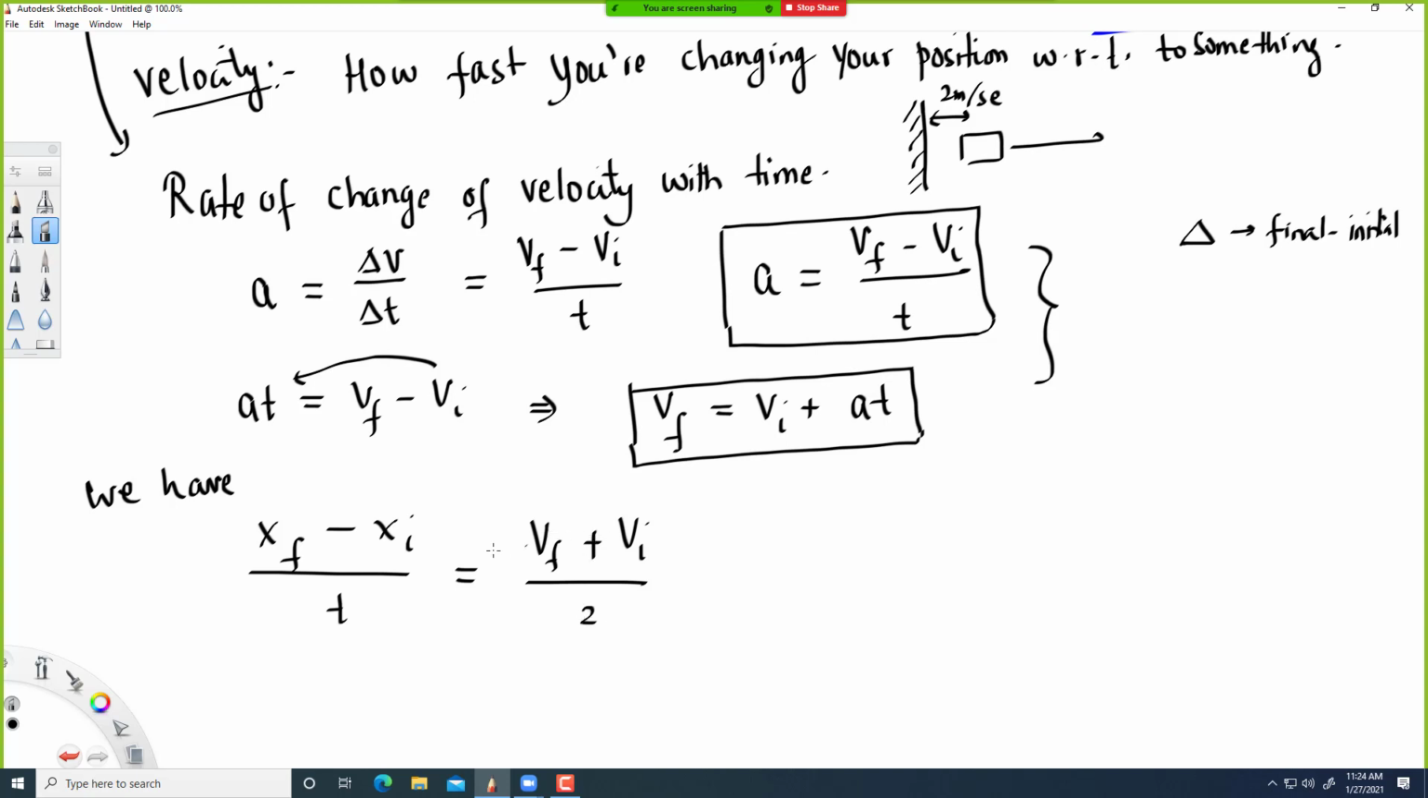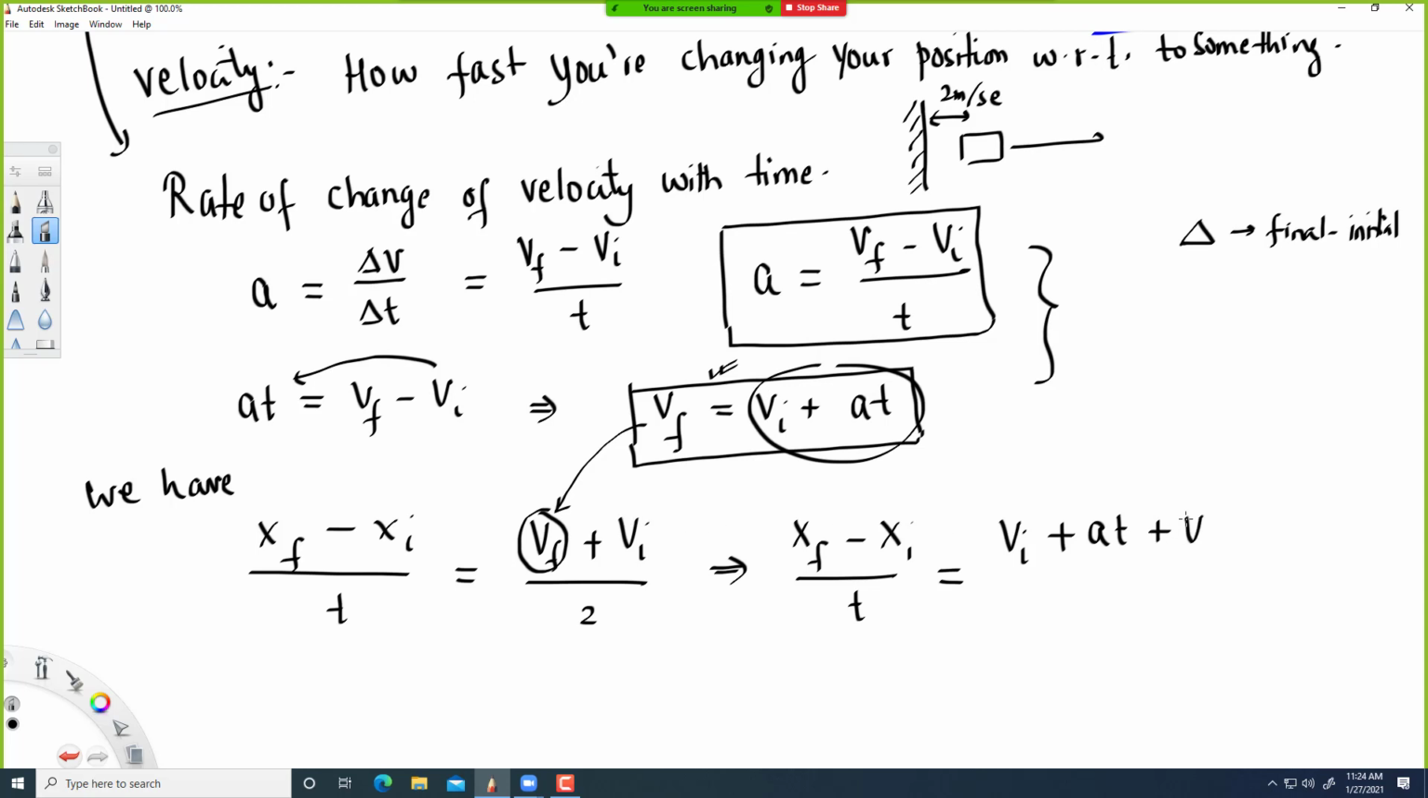Now we want to use this expression in that expression. So substitute this expression for Vf here. When I do that, what do I get? xf minus xi over t is equal to V final, which is V initial plus AT, and then I have Vi here, over 2. I'm just substituting this by this thing.